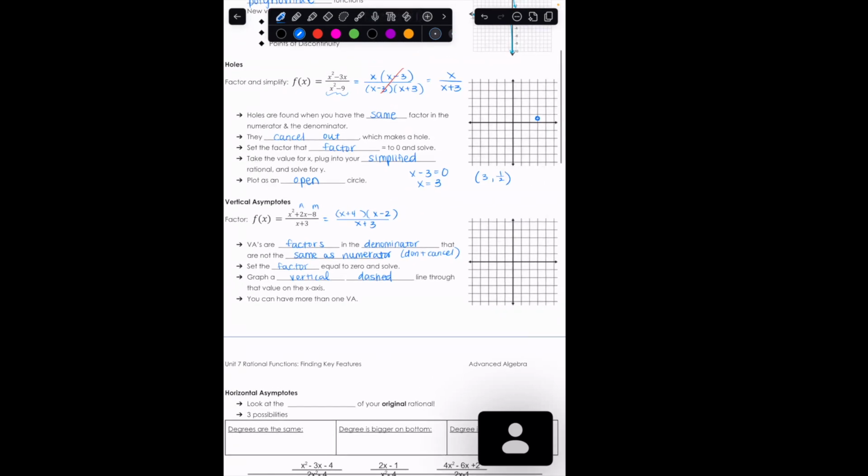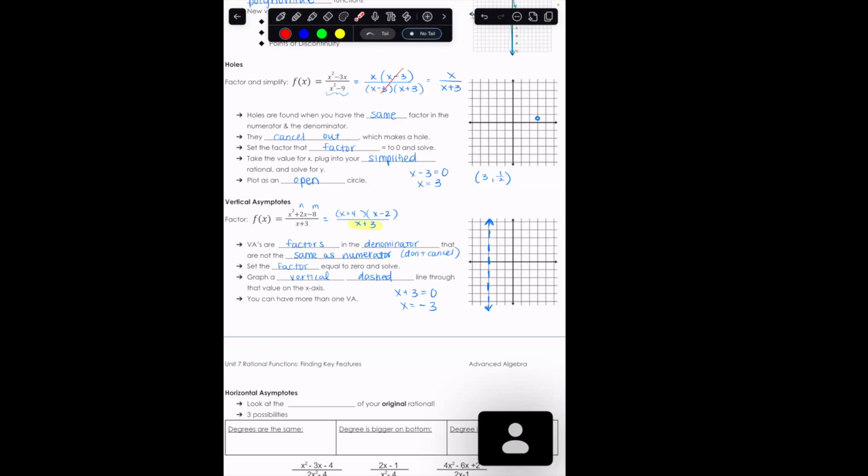So when I'm looking at this here, I want to know factors in the denominator that are not in the numerator, so meaning they're not going to cancel out. So this factor here that's not going to cancel out is the x plus 3. I'm going to set that equal to 0. Subtract 3 from both sides and solve. So I know I have a vertical asymptote for this function at -3. So 1, 2, 3. And I'm going to have a dashed line through there.